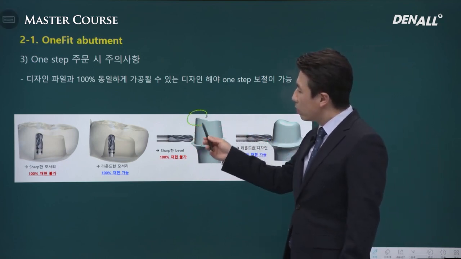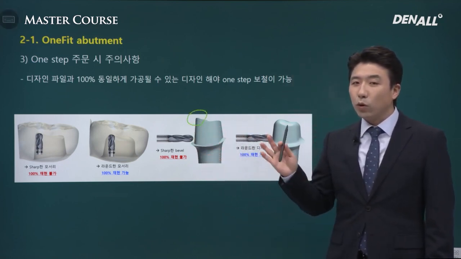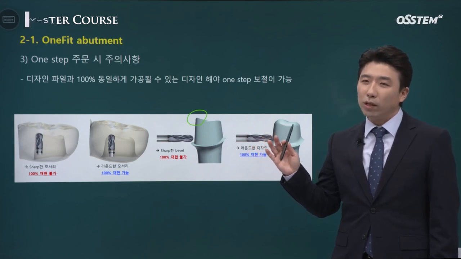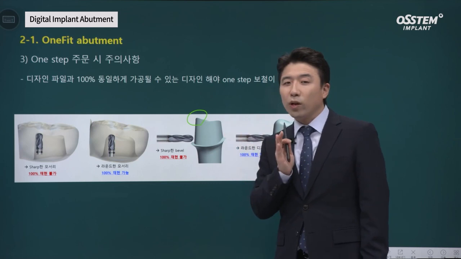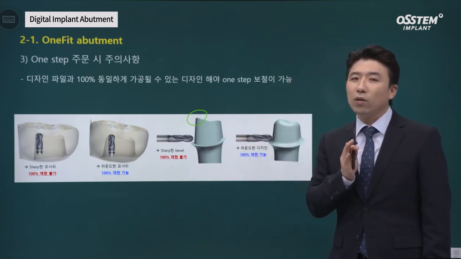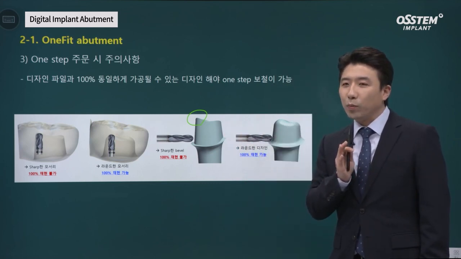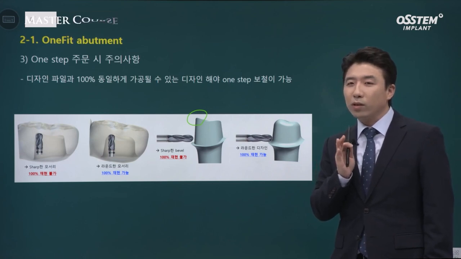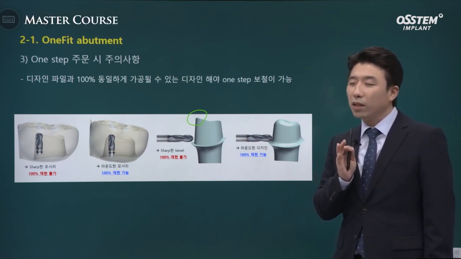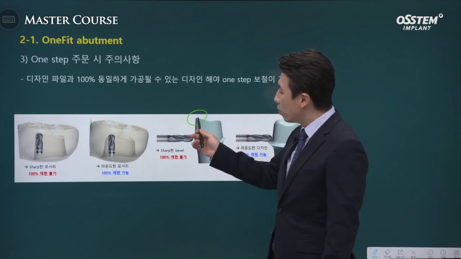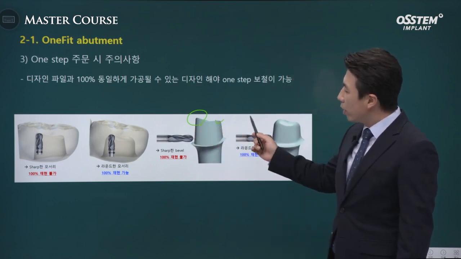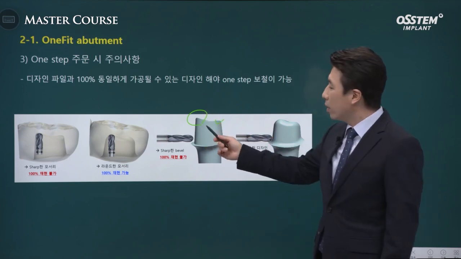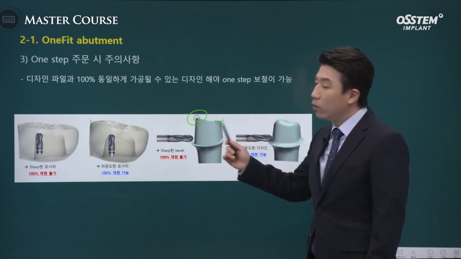We can make it like this. Subconsciously, as we design, this area can become very sharp. This kind of design is not very favorable when you use a milling machine. If you have a milled abutment like this, the inner surface of the crown will become sharp. But that is not easy to do.